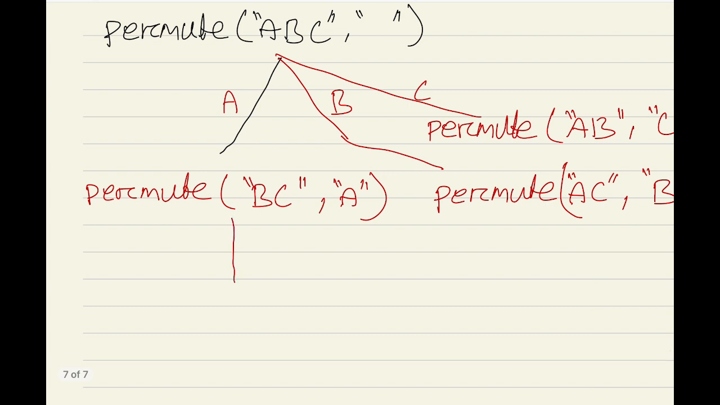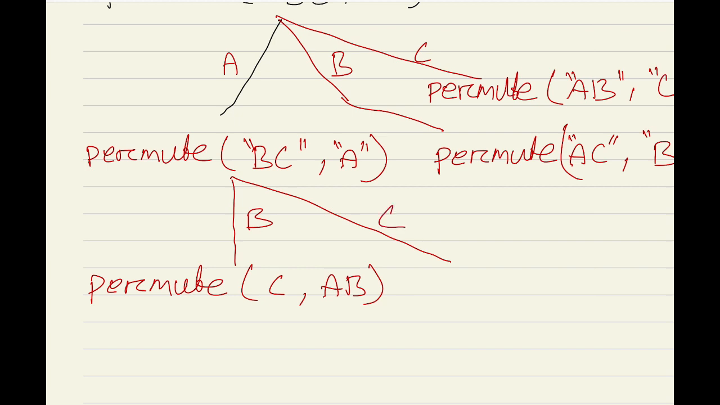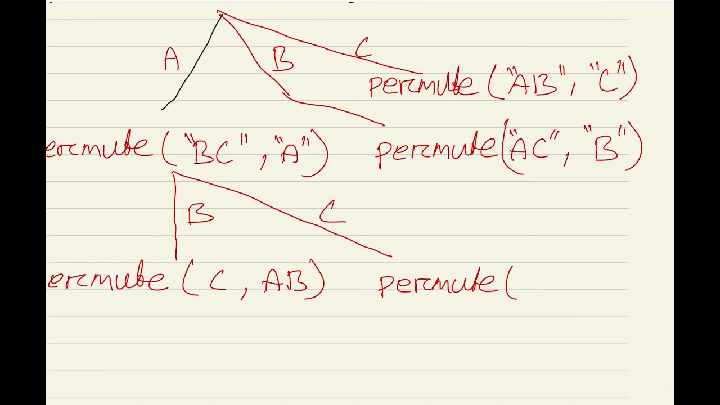Now permute BC, where the output is A and the input is BC. So if we select B first here, the permute is going to be reduced in this way: permute, the input becomes C and the output becomes AB. So here we have another option, that means we can select C. If we select C, the permute method becomes like this: the input is B and the output becomes AC.